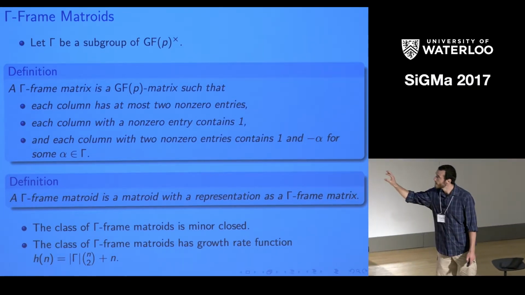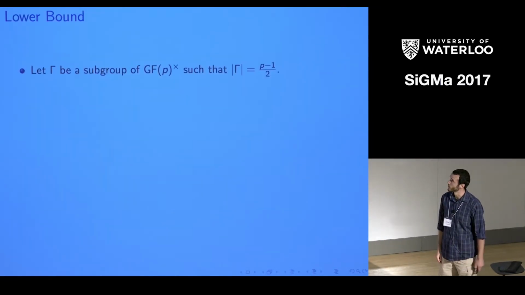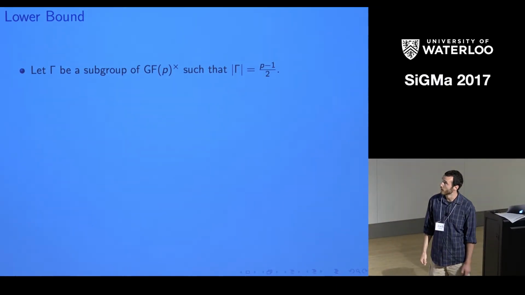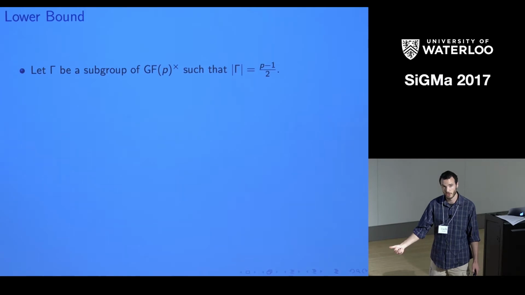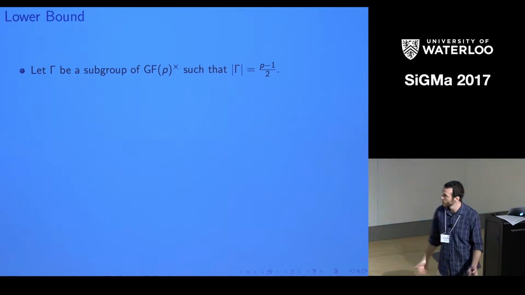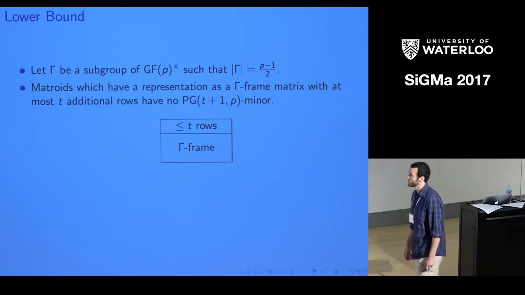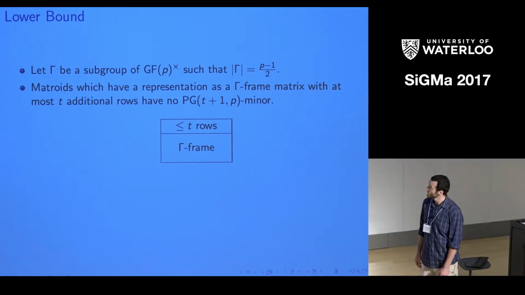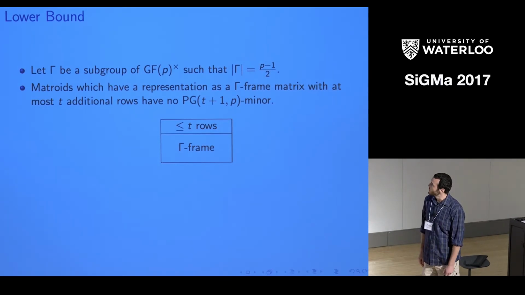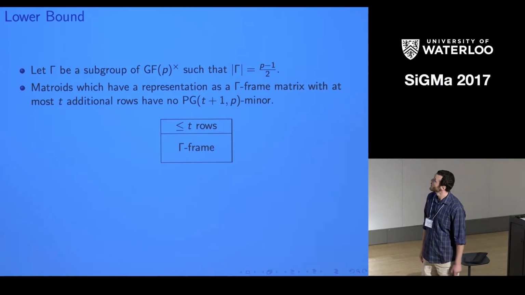Okay, so now we can use gamma frame matroids to find a lower bound on our growth rate function. So we'll let gamma be a subgroup of the multiplicative group of GF(p) of size (p-1)/2. So it's the largest possible proper subgroup. And we will consider the class of matroids which have a representation as a gamma frame matrix with up to t additional rows. And it turns out that matroids in this class have no PG(t+1, p) minor.